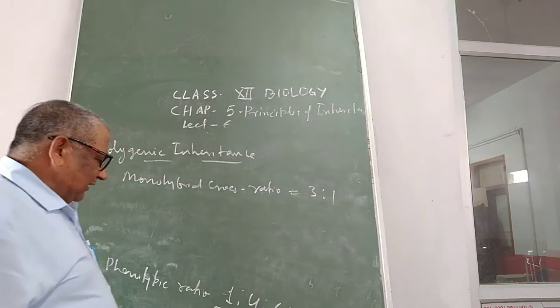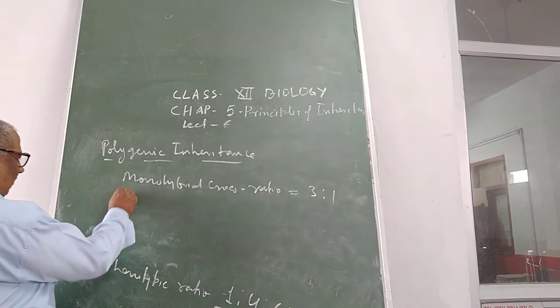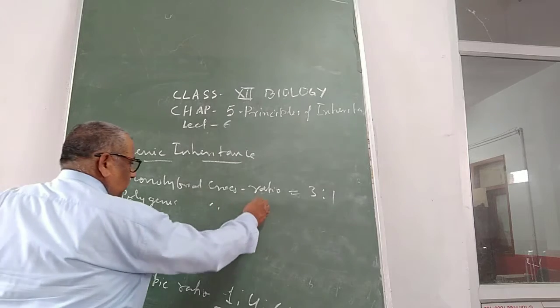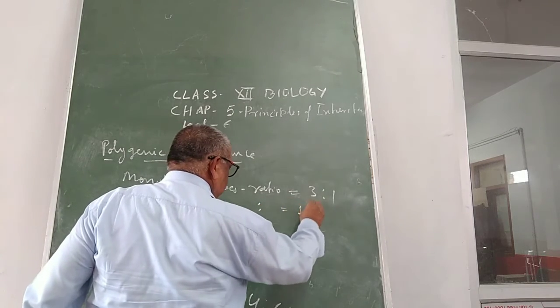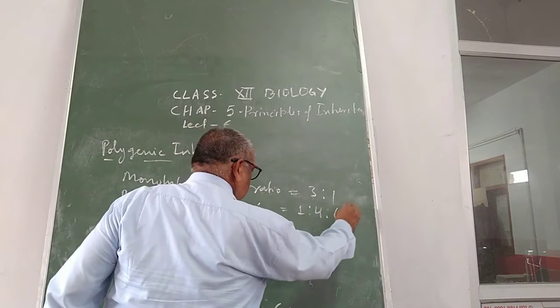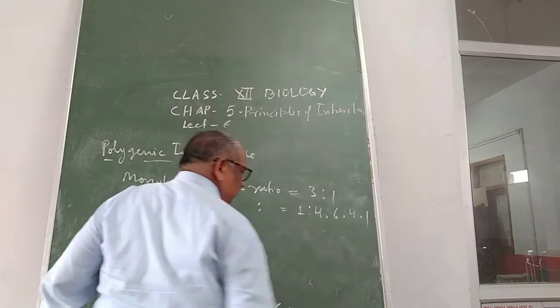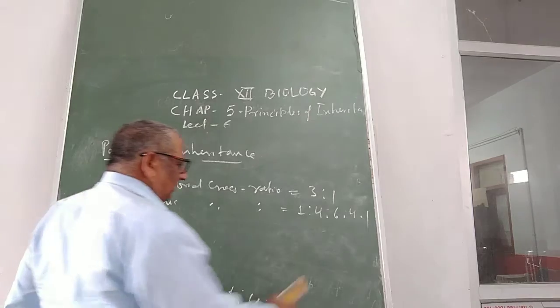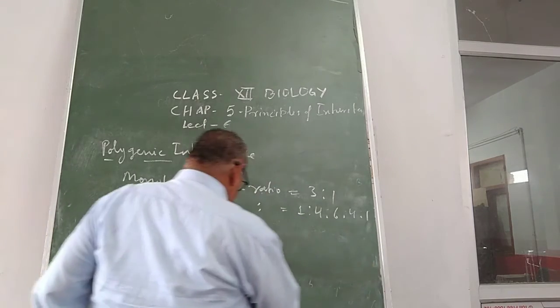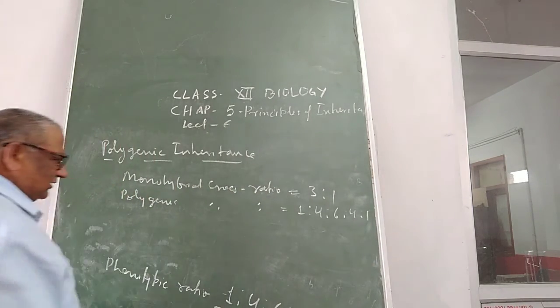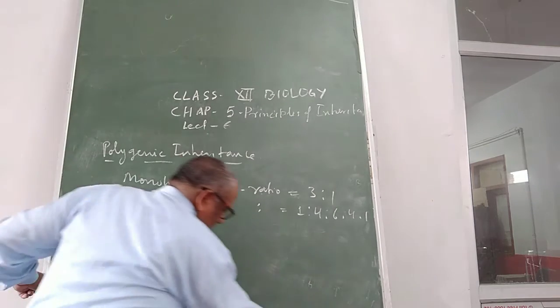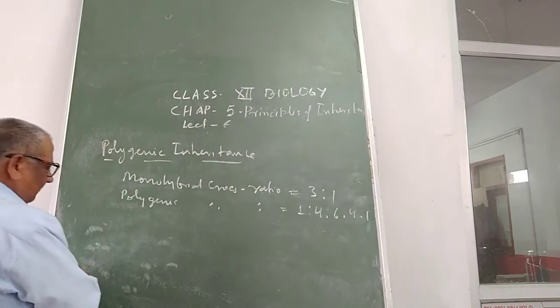Now, if we see here the polygenic cross ratio, that appears as this type of ratio. So what does it show? It shows it is a type of continuous inheritance, and that is in the form of polygenic inheritance. We are not talking about that.